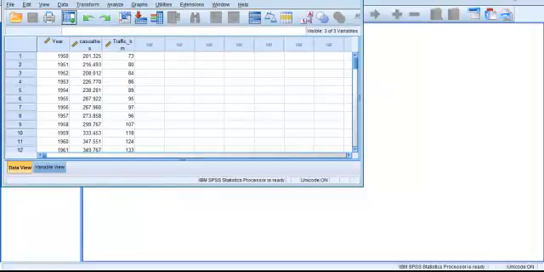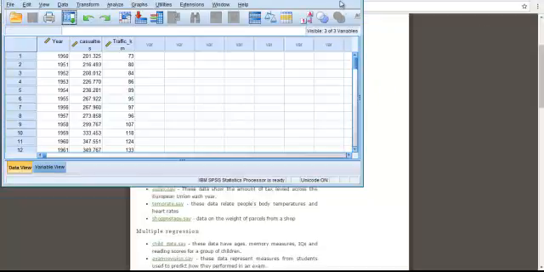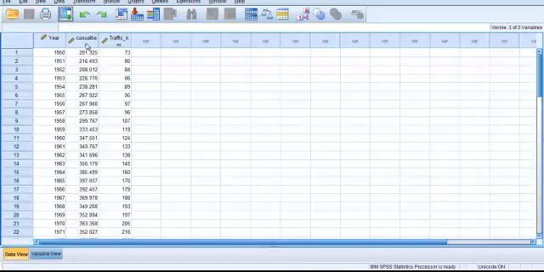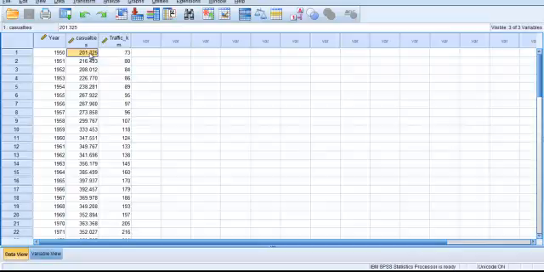Okay, so let's see. We have in this data set years, casualties, and traffic. So this is the year of the record. In 1950, 201 people died in traffic casualties, and this is in thousands, so that's really 201,000 people. And then we have traffic kilometers, and this is in billions. So in 1950, they drove 73 billion kilometers. That's just the data explanation, but now we need to run the test, the regression.